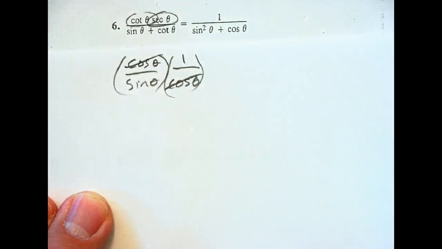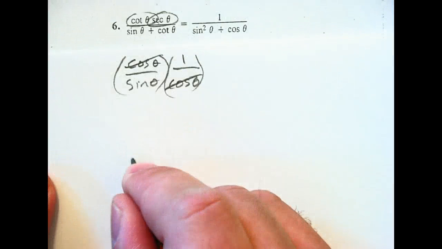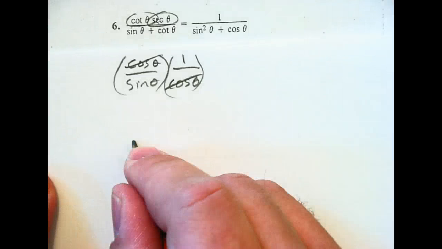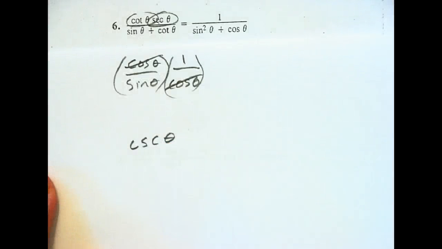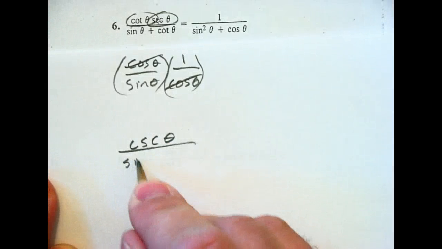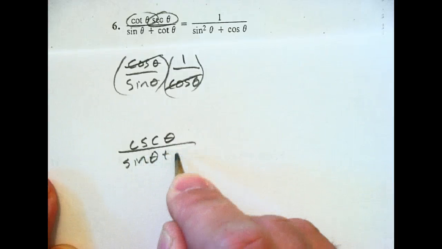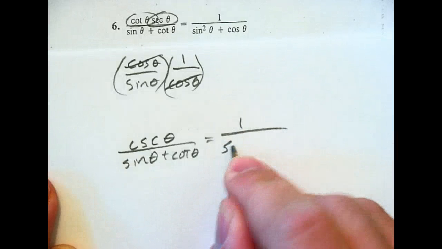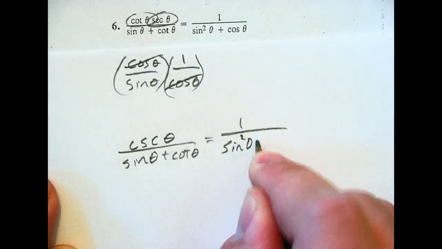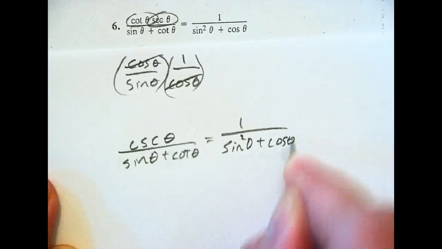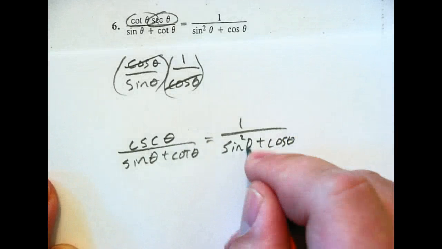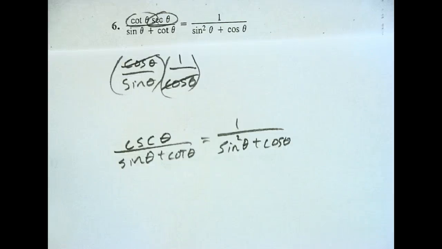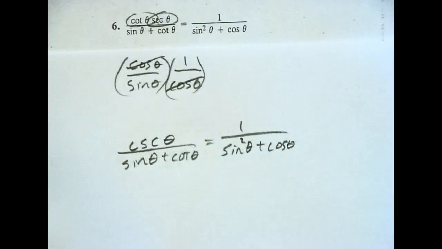What's 1 over sine? Cosecant. So my new numerator is cosecant theta over secant plus cotangent. Sine theta plus cotangent theta equals 1 over sine squared theta plus cos theta. Can't simplify anything else easily.